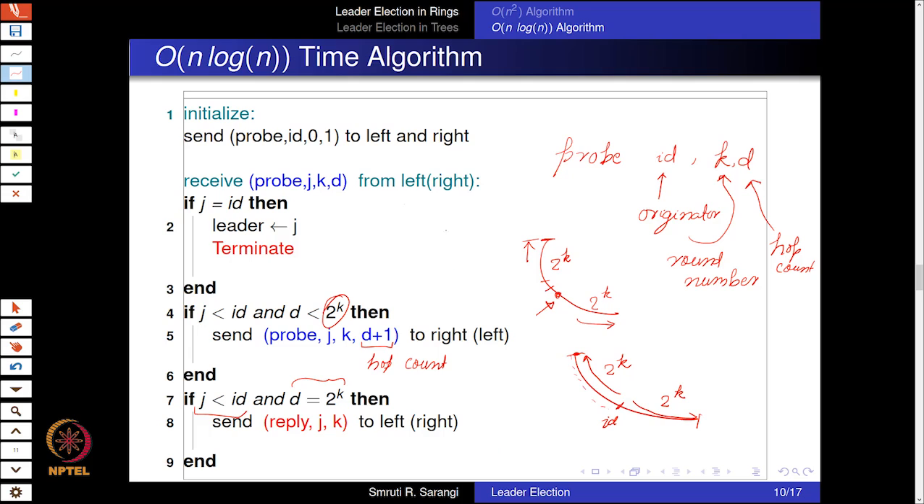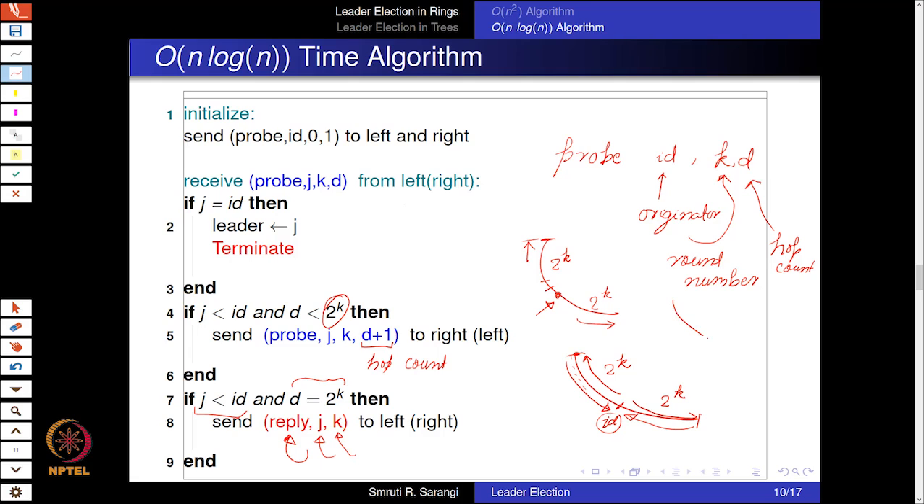See, the message came from my left. I send a reply back to my left. In the sense, the reply path is the reverse path. So I just send a reply down the reverse path. So the field is again reply. You are sending a reply to the originator, which is j in this case, and k of course is the round number. So you send a reply back, and similarly the other side also sends a reply back. Of course, if this was the minimum on these sides.